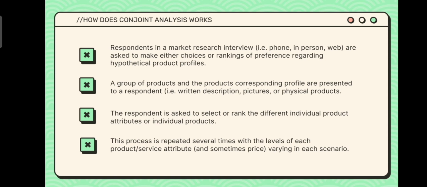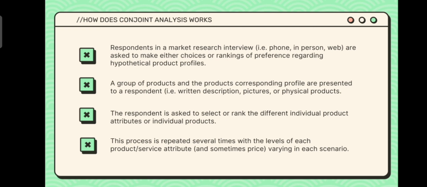Next, a group of products and the products' corresponding profiles are presented to a respondent. So the products are presented and given to the respondents along with the product's information. The respondent is asked to select or rank the different individual product attributes or individual products. So each product is ranked or rated by the respondents from worst to best.